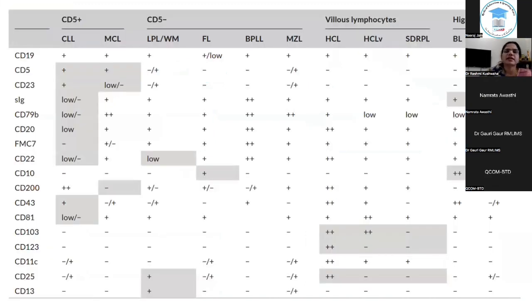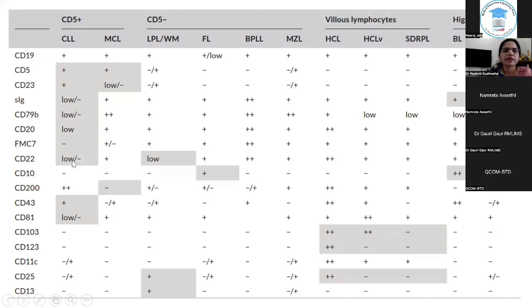Okay, this is a chart. It's a rather busy slide showing the expression of various markers. When we talk about the 5 positive lymphomas, the expression of surface markers like CD20, CD79B, CD22 play a very important role. If there is dim expression or absent expression of these markers, along with a very bright expression of CD200, this is classically seen in chronic lymphocytic leukemia.